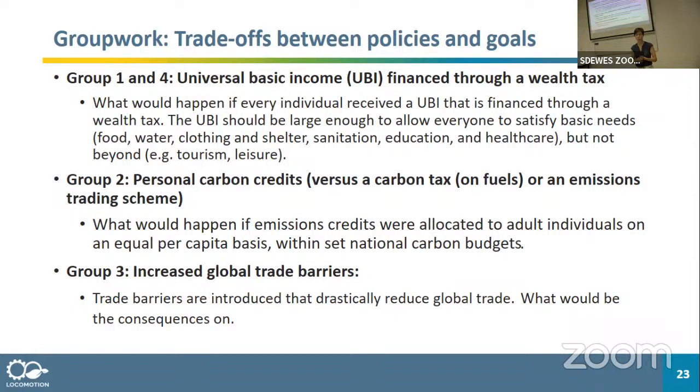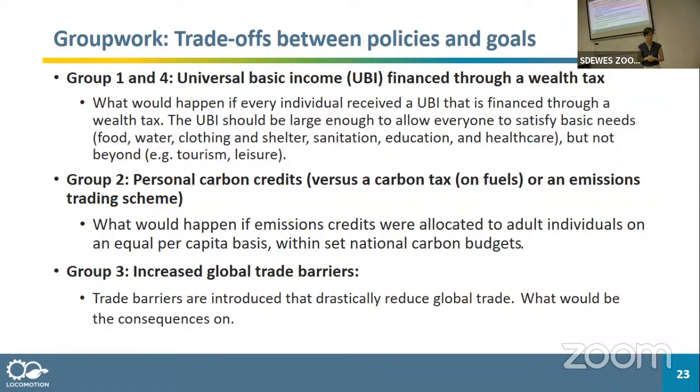Then group 2, I want you to work on the policy on personal carbon credits. What would happen if those were allocated to every adult individual? So you have a carbon budget as an individual, and you cannot go beyond it. If you want to go beyond it, you have to buy it or trade it. What would be the consequences on the dimensions that are listed before? What would be the consequences on global health, on growth, on inequality, on energy consumption?